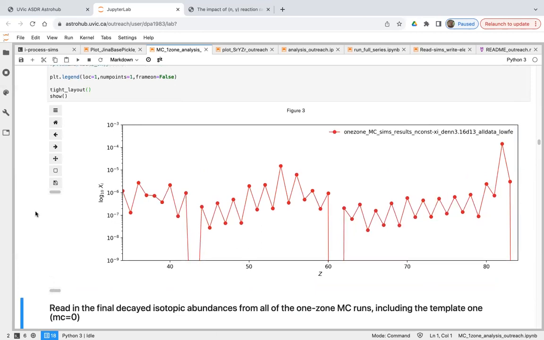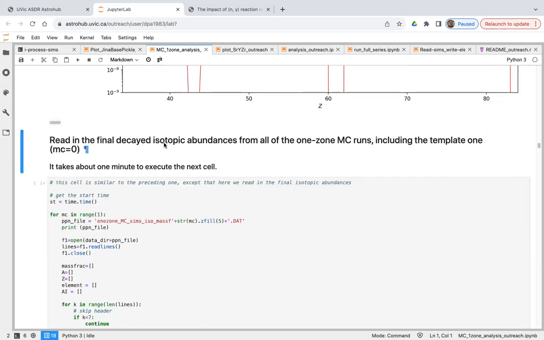Okay. So now here we read in the final decayed isotopic abundances from all of the zone MC runs. Our PPN runs, one zone runs, both individual and Monte Carlo runs, produce predicted mass fractions for isotopes and for elements. So therefore here we separately read elemental abundances. We've already done this in the previous cell, and we also read isotopic abundances.